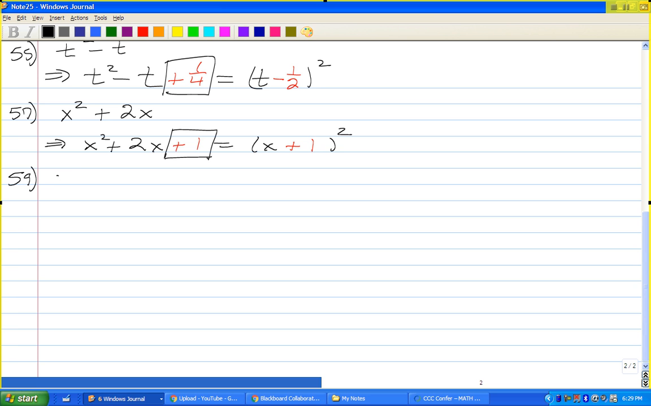59, x squared plus 6x. Again, since there's a 1 in front of the x squared, I'll just take 6 divided by 2, 3. 3 squared is 9, and add that to my expression to get a perfect square. Lastly, let me do problem number 61. In exercises 61 through 72, complete the square.